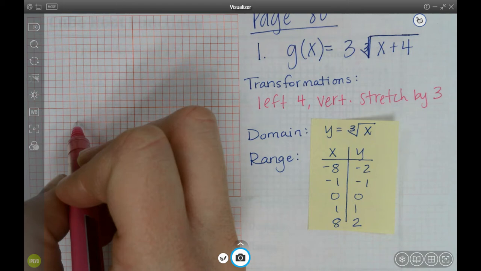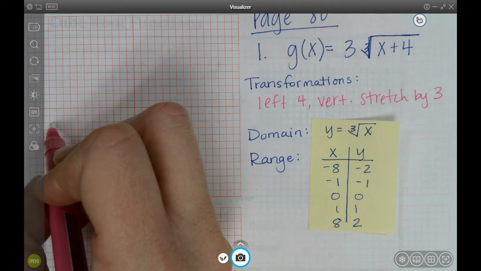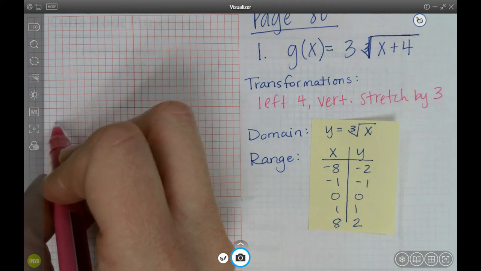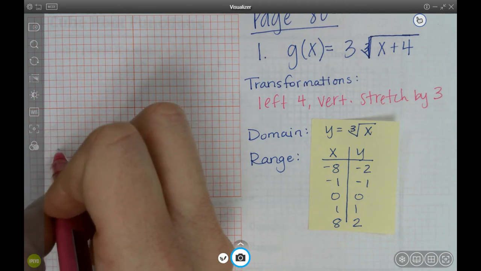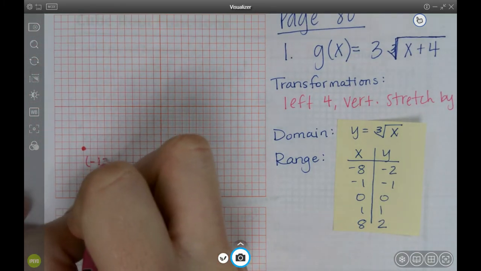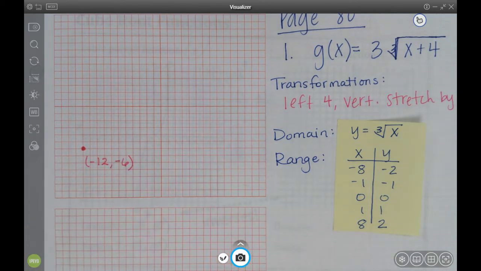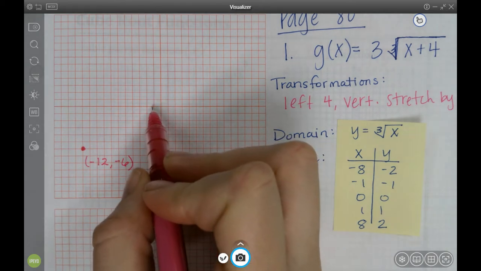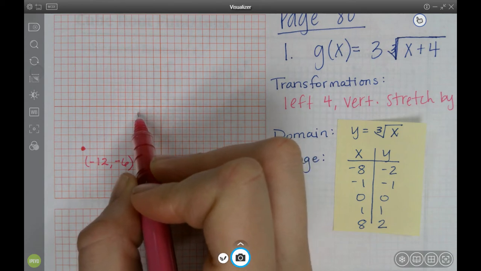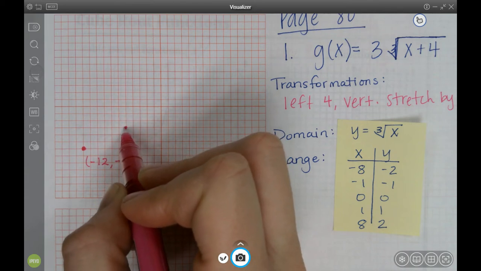We're going to take that point, go left 4 and stretch it vertically by 3. So if I went down 2, I need to go down 2 more and 2 again. That gives me the point -12, -6. Then -1, -1: go left 4, and a vertical stretch by 3. So if you went down 1, then you need to go down a total of 3.